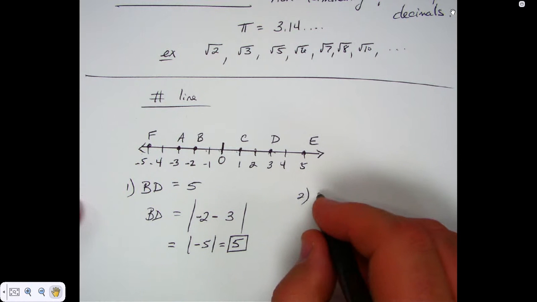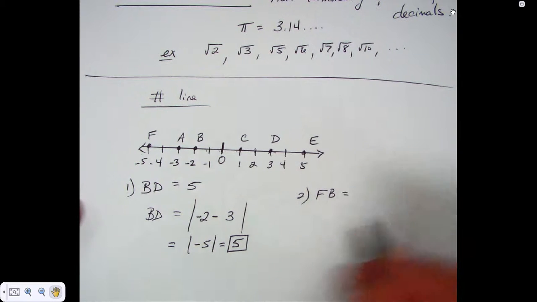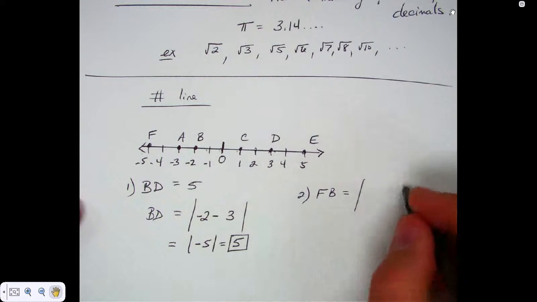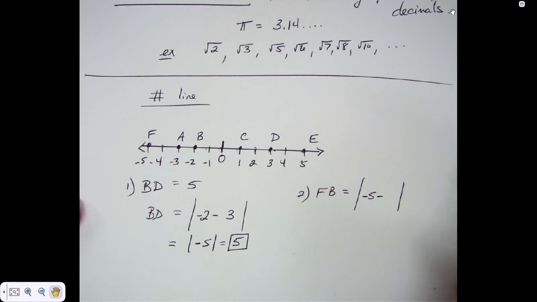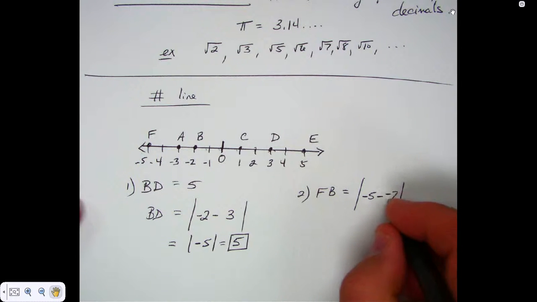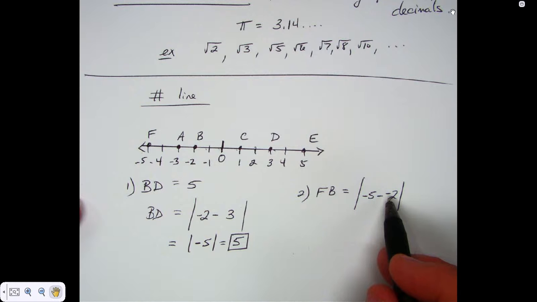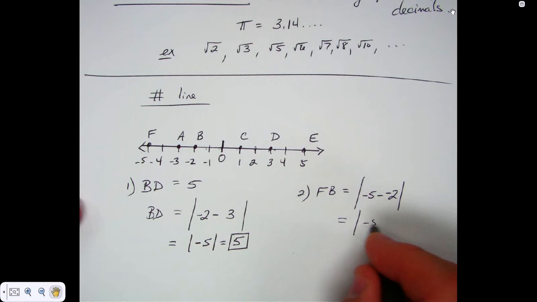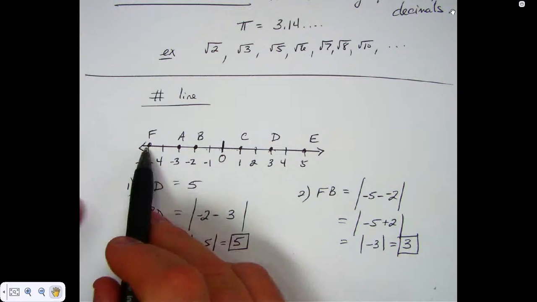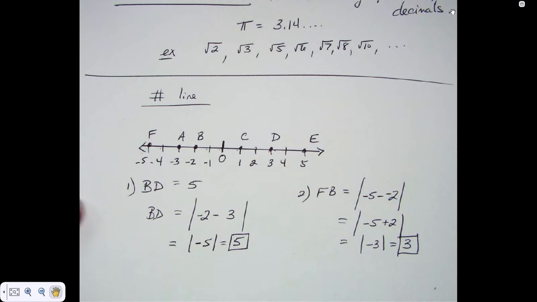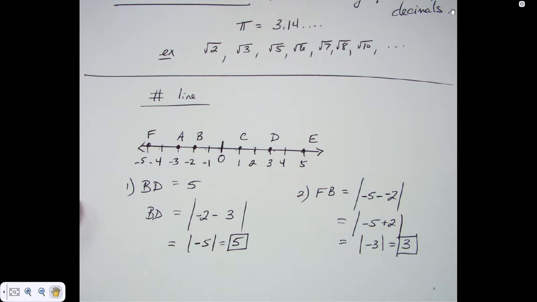How about FB? Or the distance from F to B, the absolute value. What is the coordinate of F? Minus, what is the coordinate of B? What do I end up having here? Minus a what? So this becomes what? Negative 5 plus 2. Absolute value of what? What's the answer? That's the distance between those. Count it up. 1, 2. You're right, weren't you? That's pretty easy, isn't it? We can do that, can't we?